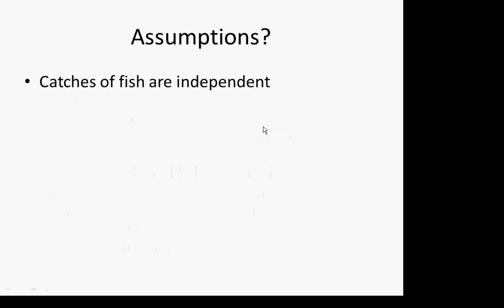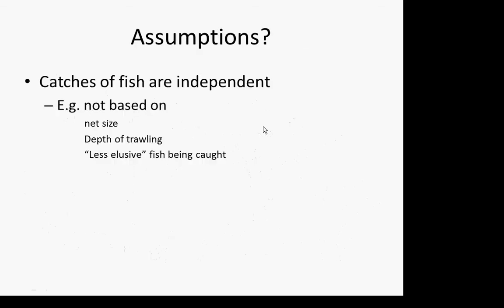So we know something. Okay, are there assumptions here? Yes. The catches of fish are independent. That is, we're not capturing the same sort of fish. We're not just trawling the top meter of water and there's tons of fish below that. We're not sampling at all. We're kind of assuming that we're doing a pretty good sampling of this, right?